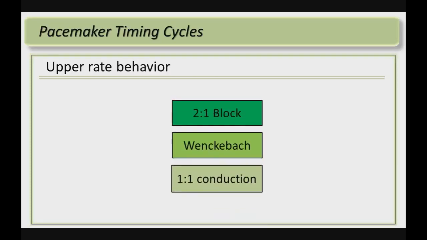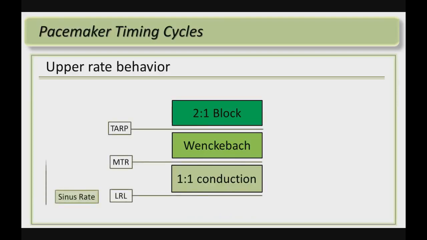Also, I wanted to mention that generally Wenckebach block is preferred to 2-to-1 block. So ideally, if we're programming a patient, we want to set them up so it looks something like this. As our sinus rate increases from our lower rate limit to our maximum track rate, we should have 1-to-1 conduction. And from the maximum track rate up to the 2-to-1 block point, we'll have Wenckebach block. Beyond that, we're going to have 2-to-1 block.